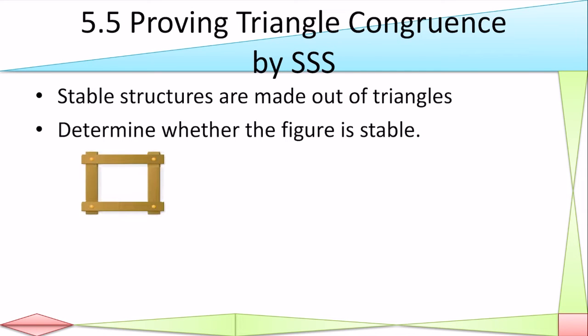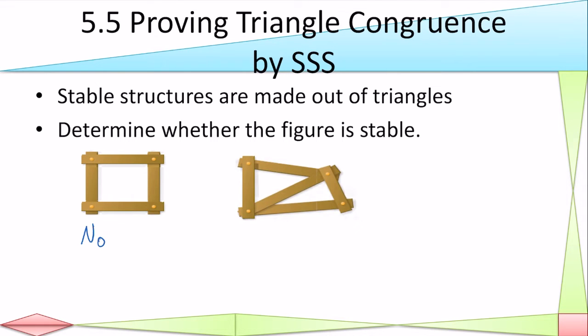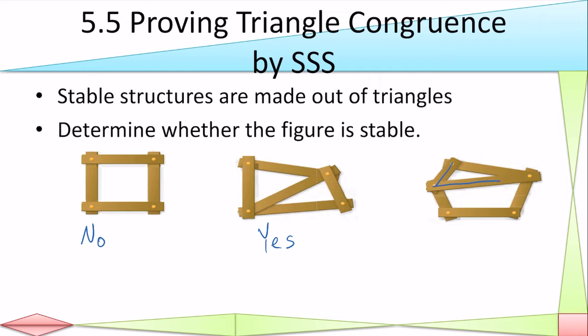So is this first one stable? No, it's not made out of triangles. How about that one? Yes. It's made out of two triangles. How about that one? Oh, well, I see one triangle, but wait, what's the bottom? Nope. The bottom part is not a triangle. So it's not stable. The bottom part can move. The top part would not move.